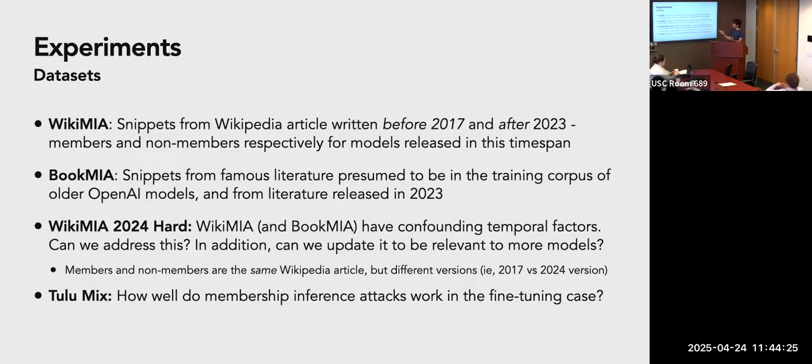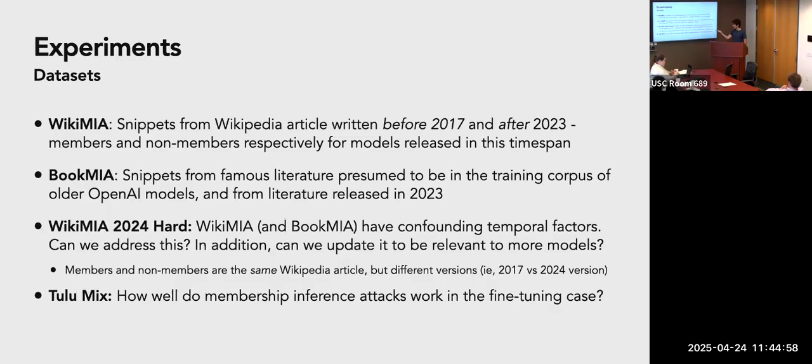Something we're trying to do to address this is we're now making members and non-members the same Wikipedia article, but we're using version history to show they're the same topic, but their content is changing. And then we have some filters, because sometimes a Wikipedia article might change just because someone adds a new paragraph of context. So we have filters to make sure that there are sufficient edits and that the lengths are not too different. That's our hope of filling in for some of the downsides of the Wiki MIA dataset.